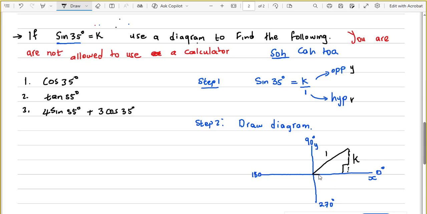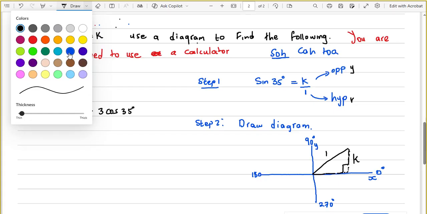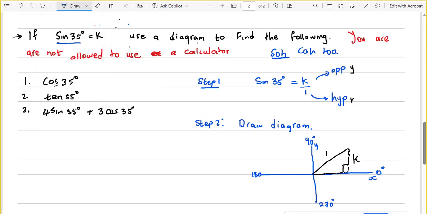So now we are missing x. You need to find x using the theorem of Pythagoras. So step 3, we need to find x. Are you still with me on that? Yes. So please, before you answer these questions, make sure that you have x, y, and r. So step 3, you need to find x. And to find x, we said we're going to use Pythagoras.